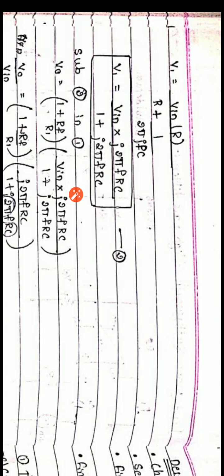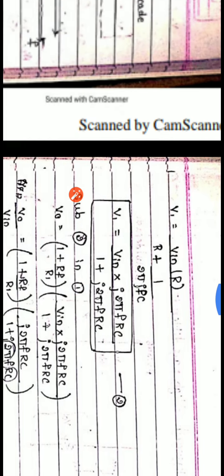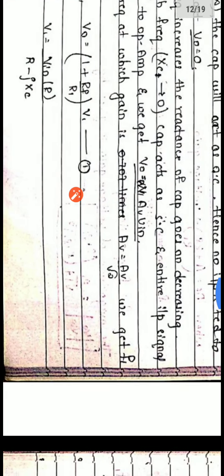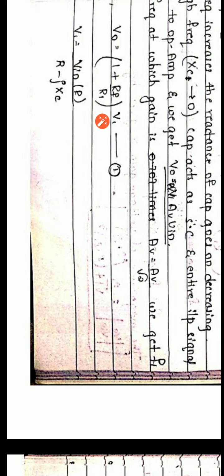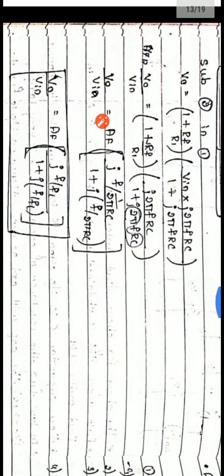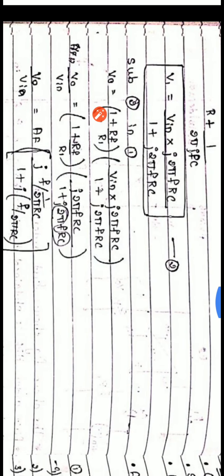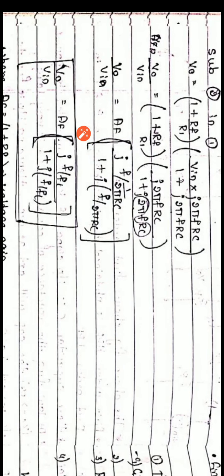Now we have to substitute this in equation 1. So here, if I substitute the value of V1, we will get V0 equals 1 plus Rf by R1 into bracket of Vin into this expression. Now what I need is V0 by Vin, so let us take Vin to the LHS. So we will get V0 by Vin equals 1 plus Rf by R1 into J of 2 pi f R C by 1 plus J of 2 pi f into R into C.